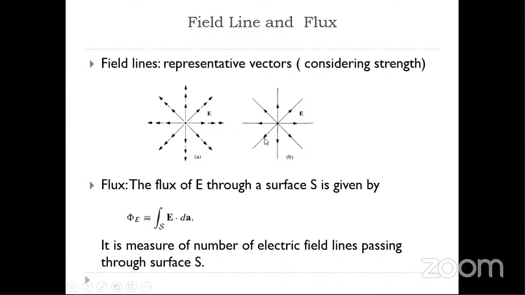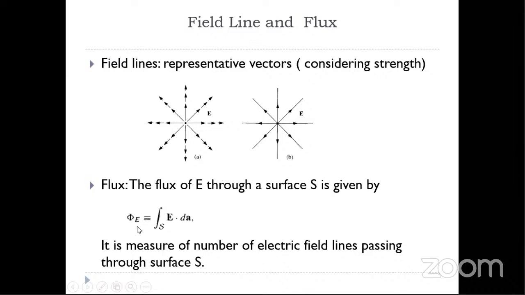If I consider a surface something like this, a bit larger in size, then I will find that 1, 2, 3, 4 and 5 lines are passing. If I consider a closed surface like this, a closed surface in the form of a sphere, then all these lines will come out of it. So what is flux? It is a measure of the number of electric field lines passing through the surface S.